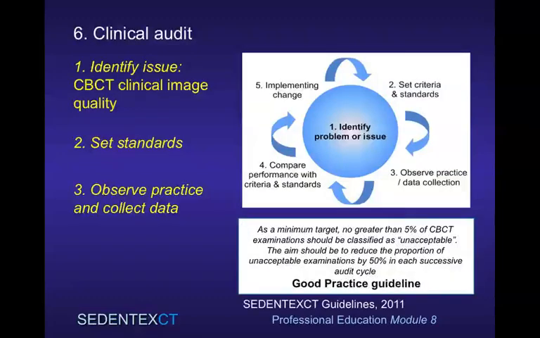We compare our practice to the good practice guideline. If you find that you have greater than 5% of cone beam CT examinations classified as unacceptable, clearly you need to introduce some change or some action to try and improve things. Finally, we must re-audit at the end of this cycle. This is in order to see whether our changes or actions have been of benefit.